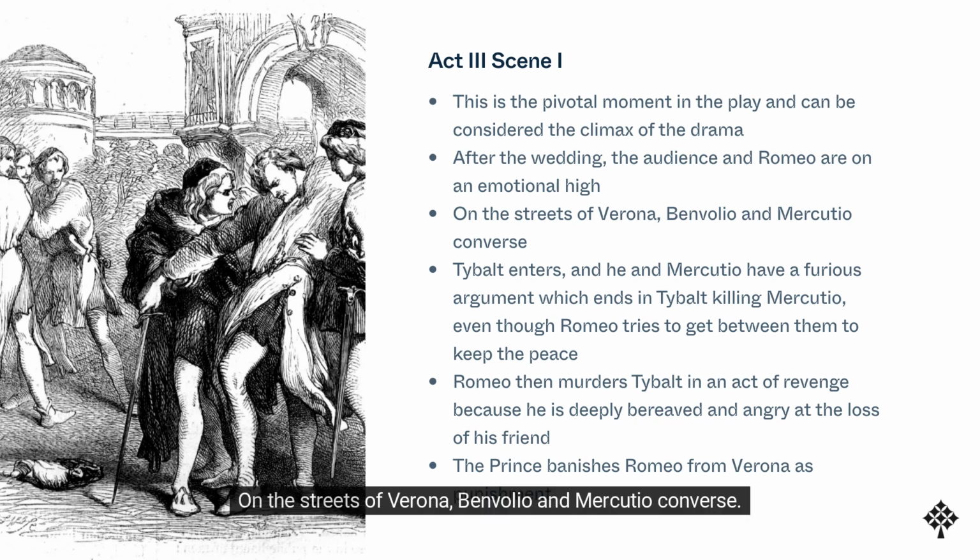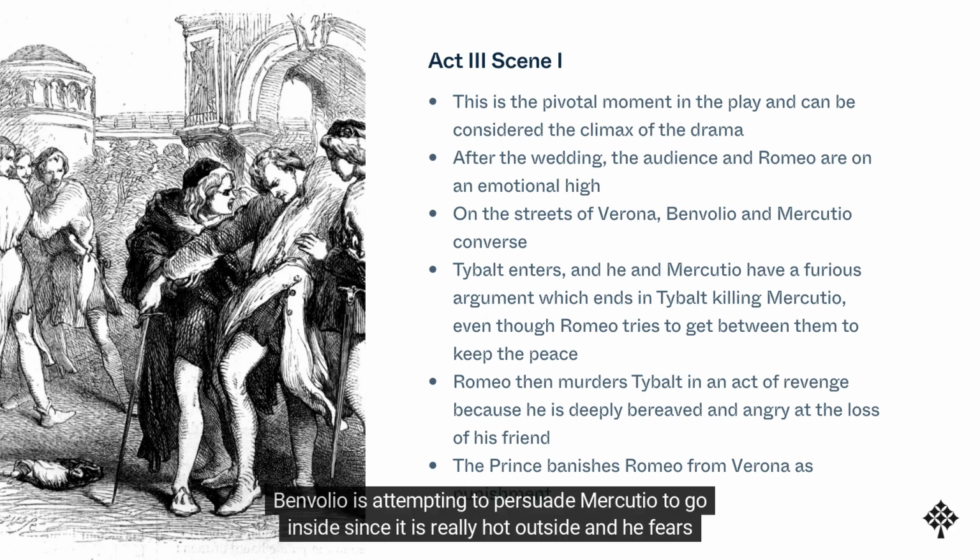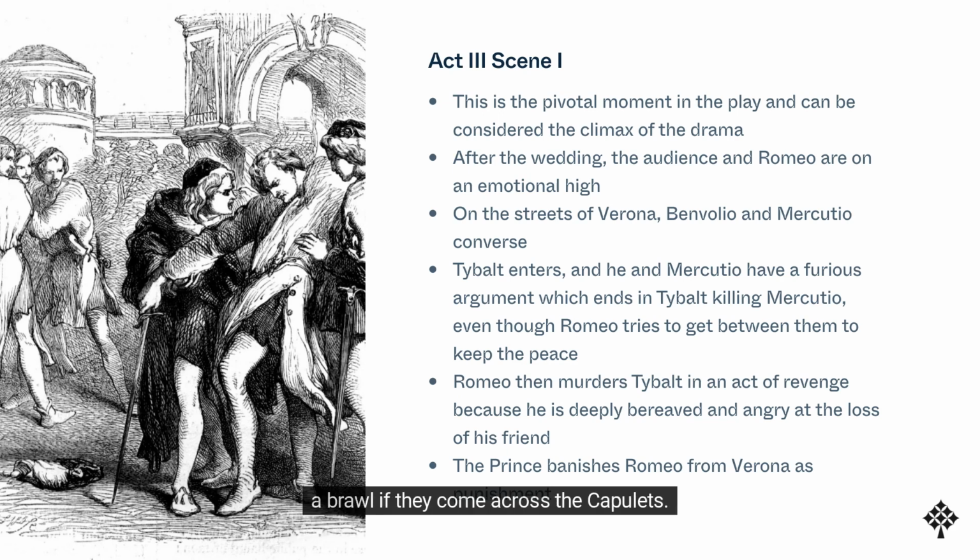On the streets of Verona, Benvolio and Mercutio converse. Benvolio is attempting to persuade Mercutio to go inside since it is really hot outside and he fears a brawl if they come across the Capulets. Mercutio, as is customary, rejects this idea and teases Benvolio.